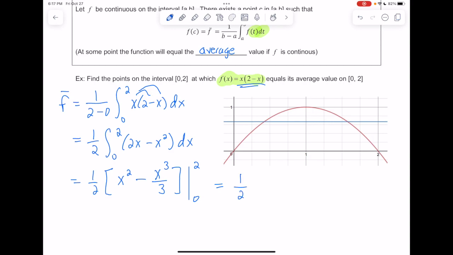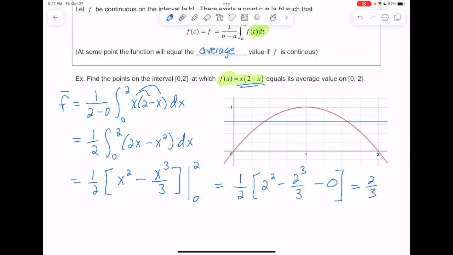Plugging in the 2 may be a little bit messy. So we have the 1/2 out front. We get 2 squared minus 2 cubed over 3 minus what you get if you plug in the 0, which for a polynomial ends up being 0. And if you simplify all of this, I'm going to go ahead and breeze through the math. It just becomes 2/3. So get your common denominators, all that fun stuff. You end up with 2/3 for this one.